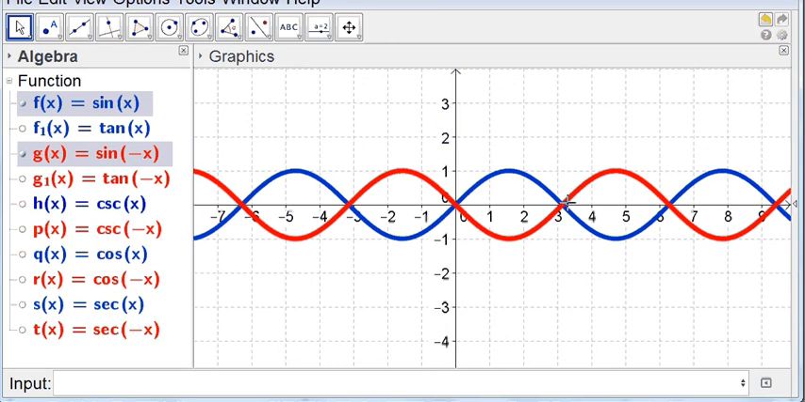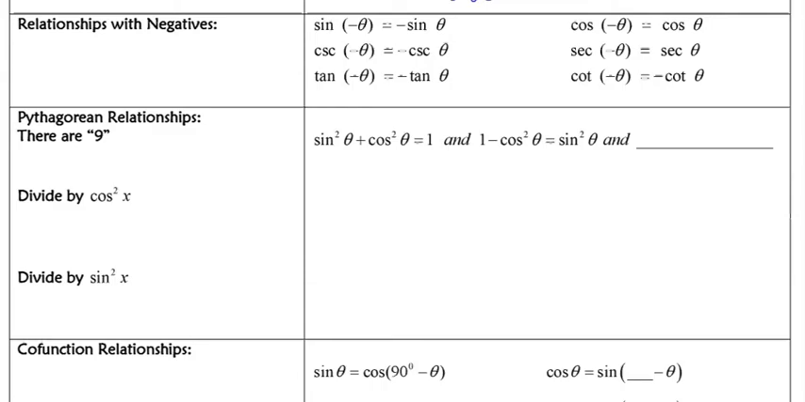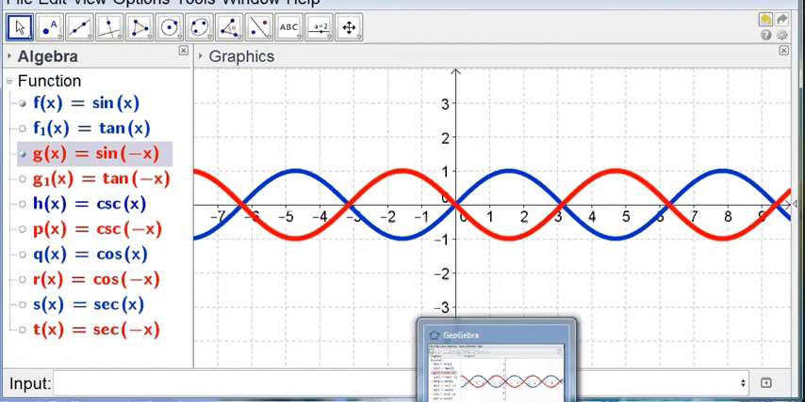Again, the blue one is the original graph, and it happens to be for sine. This isn't true for all functions, but for sine, when you make the x values negative, in effect, what it does is reflects it over the x-axis. So our first one there is that sine of negative theta equals negative sine of theta. Next, cosecant, we'll deal with that one next, because cosecant and sine are very related. They're the reciprocal of one another.